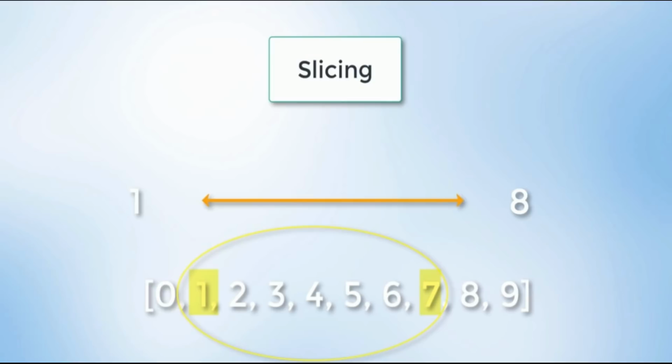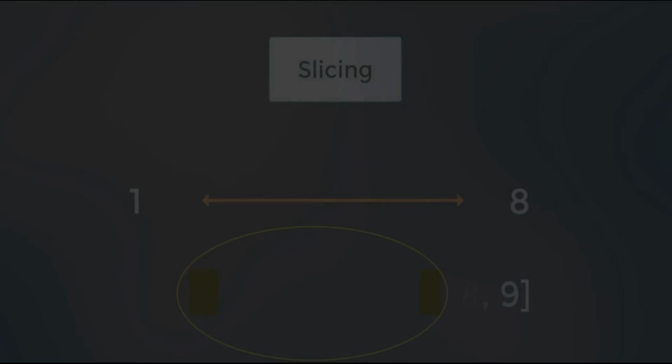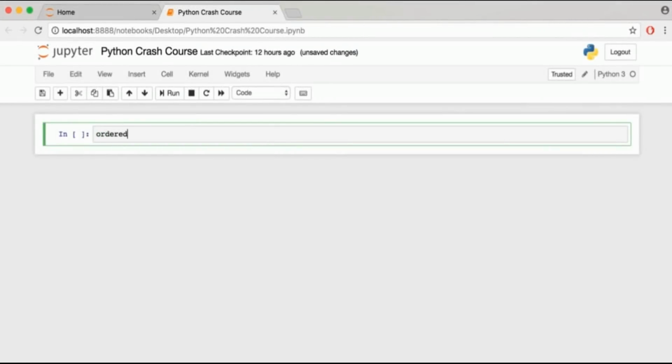Let's try this out. Back to Jupyter Notebook. Declare a list ordered numbers is equal to 0, 1, 2, 3, 4, 5, 6, 7, 8, 9, and 10. There is actually an easier way to specify a list of numbers with the range function. I'll show you how to do it momentarily, but we'll just stick with this for now. And let's assume that I want to grab elements from 2 to 9. How would you do that?